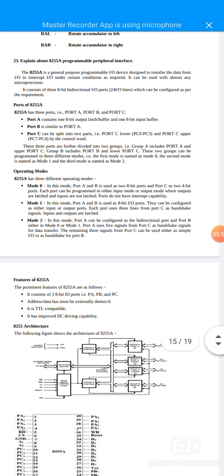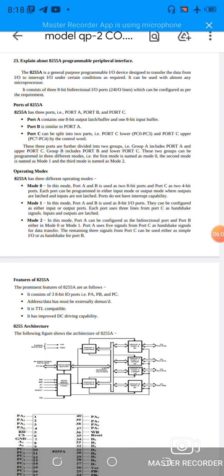23rd question. Explain about the 8255A programmable peripheral interface. The 8255A is a general purpose programmable input output device designed to transfer data between input output devices and the microprocessor under certain conditions. It can be used with almost any microprocessor.